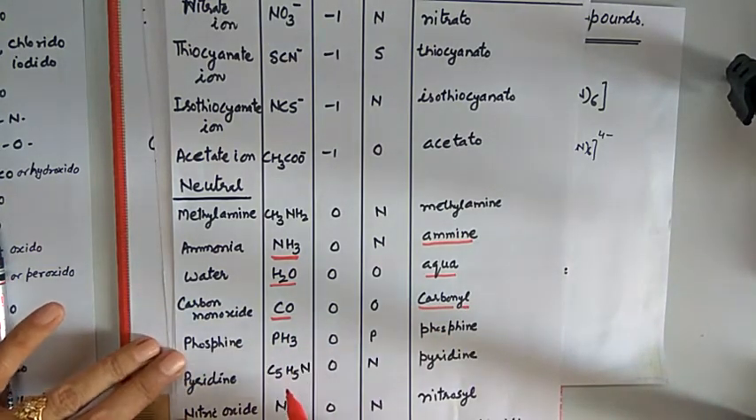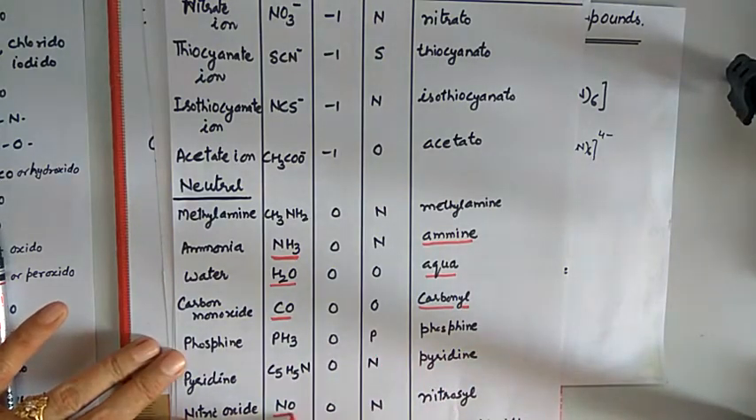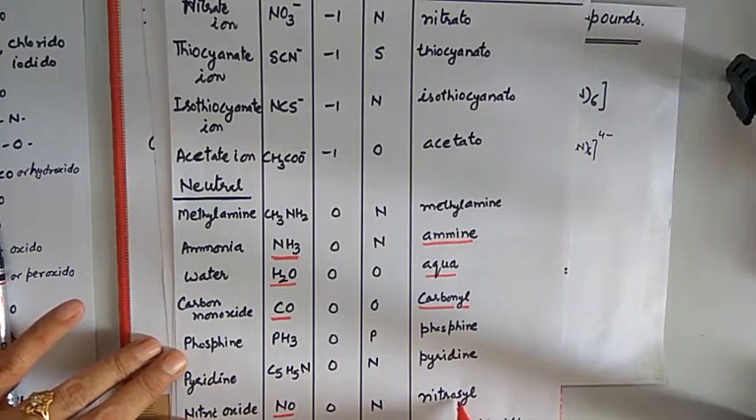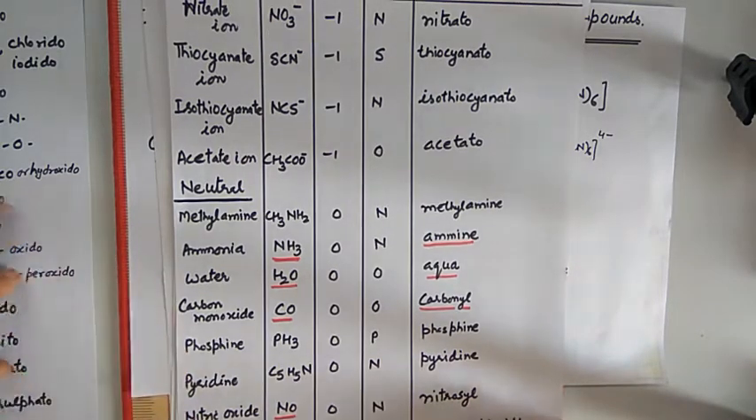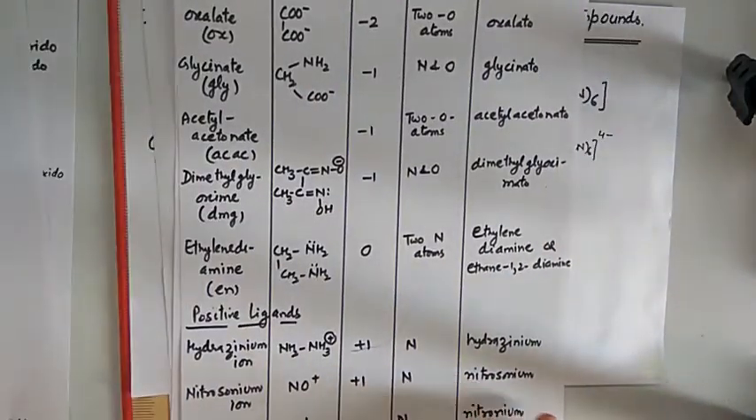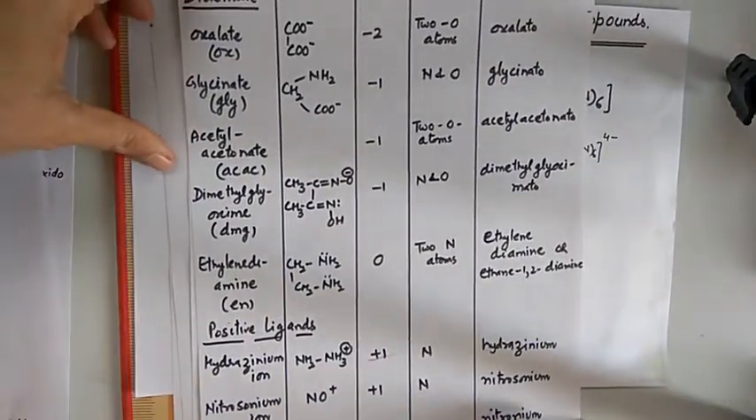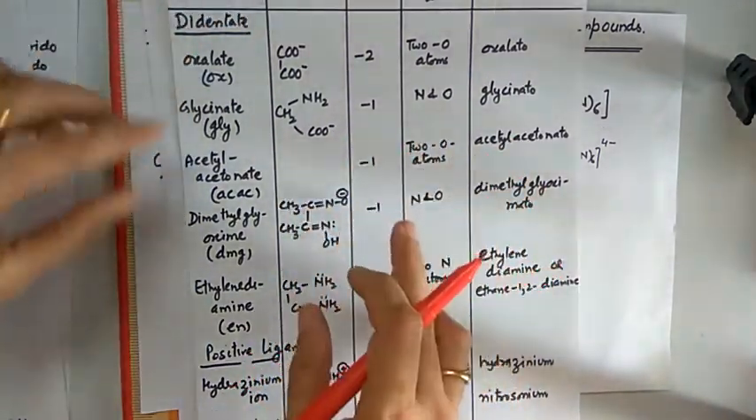In this, phosphine and pyridine we write the same as phosphine and pyridine. NO, nitric oxide, is known as nitrosyl. When it is used as a neutral ligand, we call it nitrosyl. Then there are a few examples I have taken of bidentate ligands. Bidentate ligands means they have two donor atoms. The two atoms can form coordination bonds.